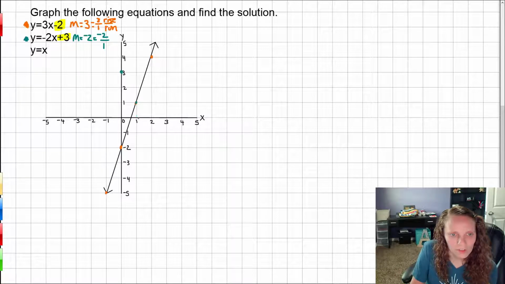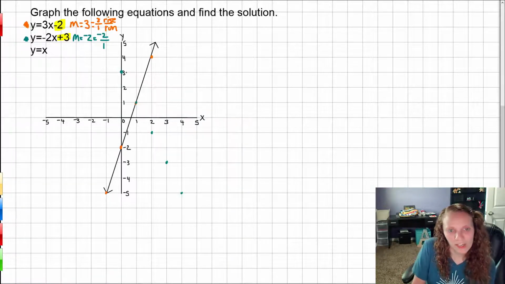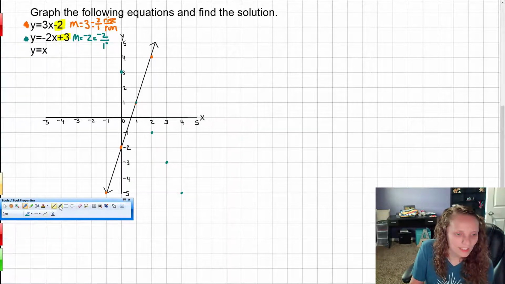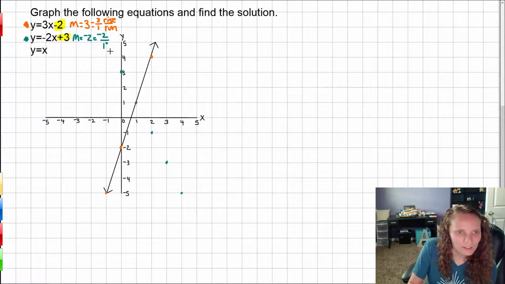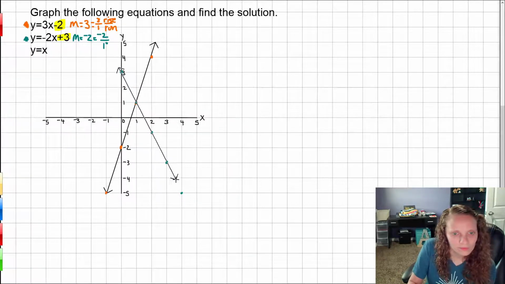Then I'm going to go down 1, 2 over 1 again, and again. I even want to practice going in the opposite direction. So up 1, 2, and then to the left. If you notice, all those points end up falling on the same line. They do make a straight line.